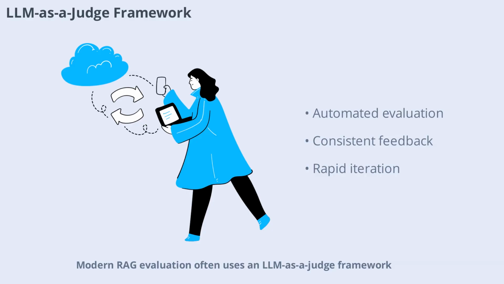Modern RAG evaluation often uses an LLM-as-a-judge framework. Tools like TruLens or RAGAS automate the assessment of context relevance, groundedness, and answer relevance. By leveraging language models to evaluate outputs, you can quickly identify weaknesses in your pipeline and iterate on improvements. This approach streamlines the evaluation process and provides consistent, objective feedback on system performance.